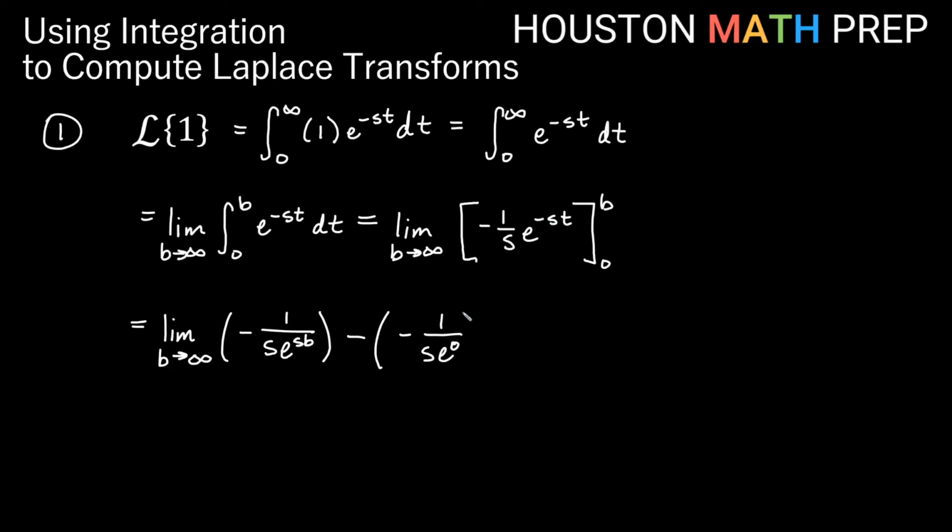Now this limit as b approaches infinity, we have exponential growth here. This is going to approach some infinite value on the bottom, so we have a constant over an infinite value. We're going to get 0 in this first part. We have minus negative, so that will give us plus. E to the 0 is 1 here, so we just end up with 1 over s. And that is our Laplace transform for 1. So the Laplace transform of 1 is 1 over s.